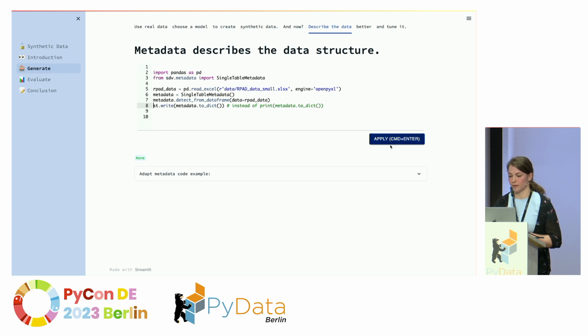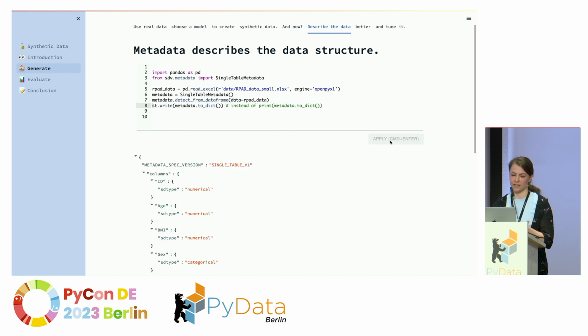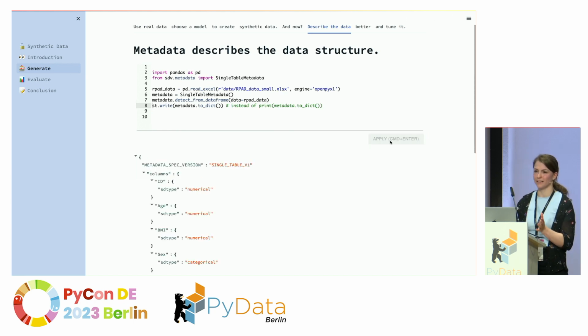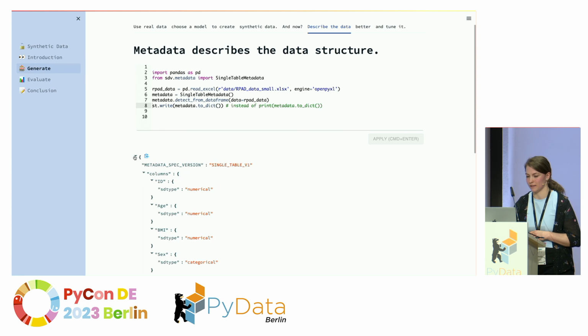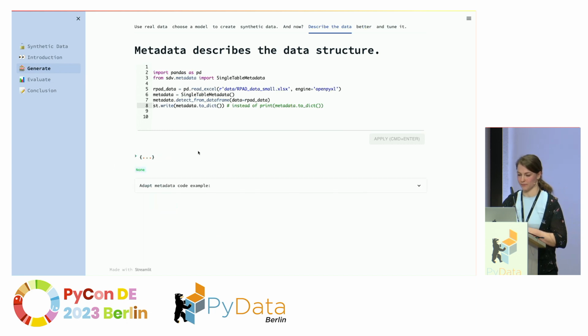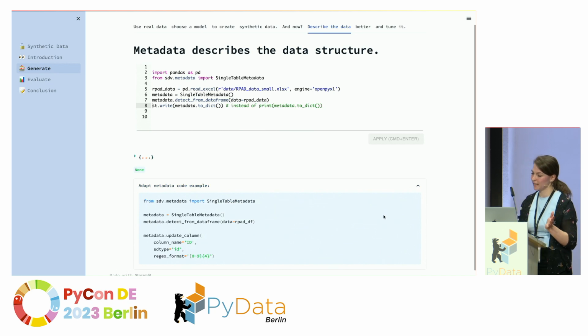We have this automatic detection function that is telling us what data type our columns are. And here we can already, for example, see that this ID column is numerical, and we actually want to have it as an ID. So what we want to do here, we're just going to tell it to update the metadata, and we're telling it it's an ID column. So quite simple.